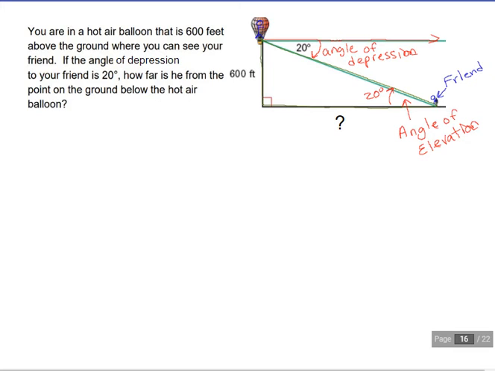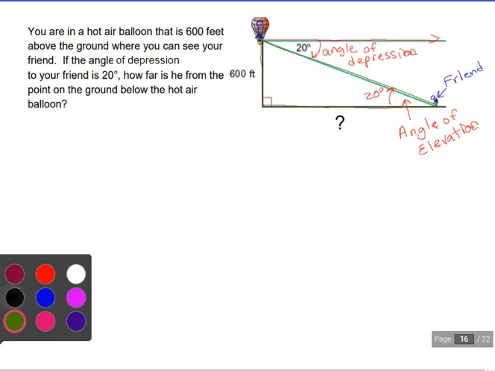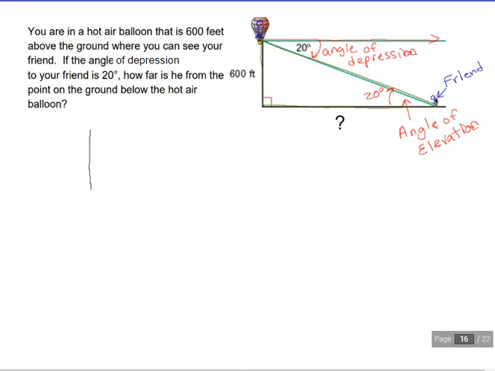Now this is getting a little messy for my taste, so I'm going to do a quick redraw here, just so I have a clean triangle to solve. I need to find this value, question mark, the distance between your friend and the balloon, or where the balloon's above the ground. You're told you're 600 feet above the ground, and then we found out this angle is 20 degrees because the angle of elevation is equal to the angle of depression. Well, that looks like a very familiar triangle to me. And so our steps here are actually very well known.